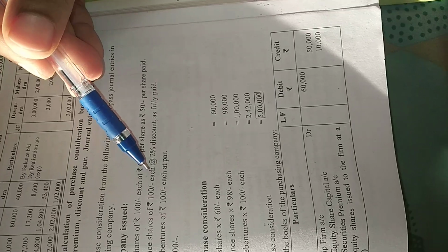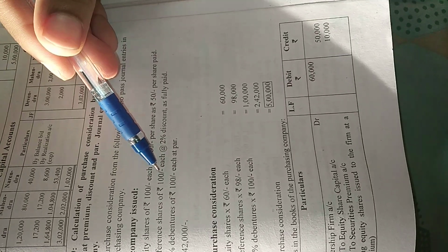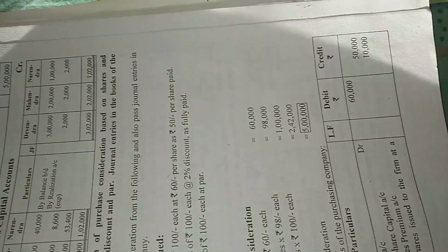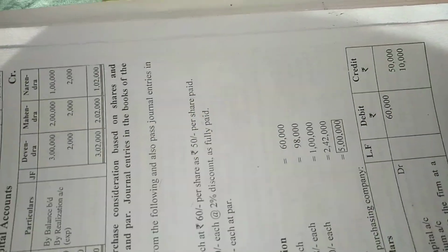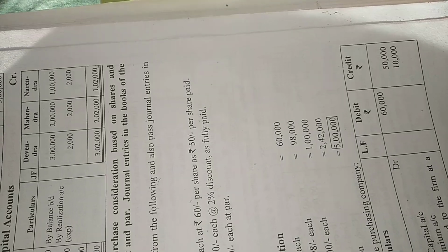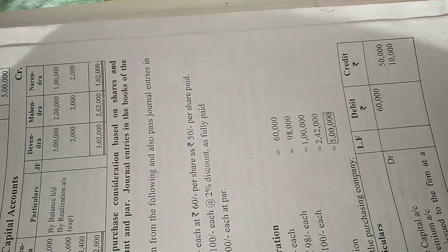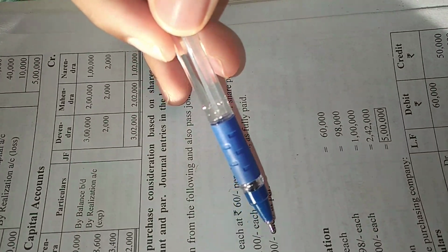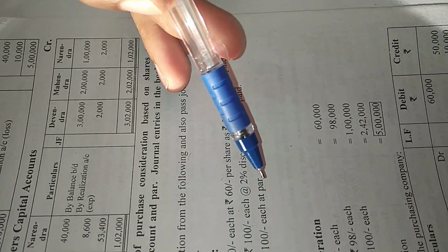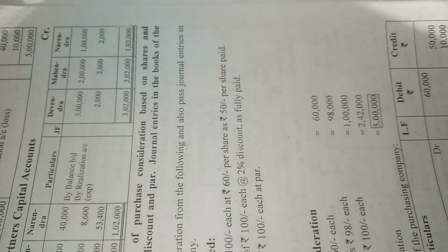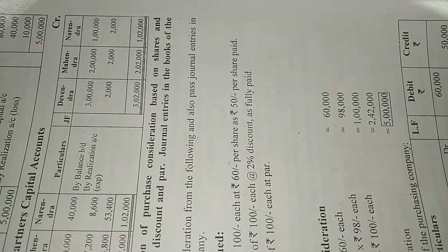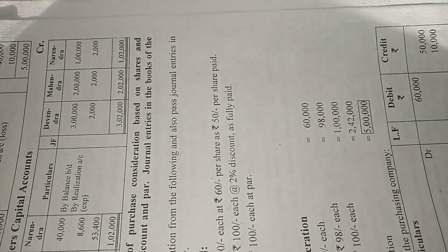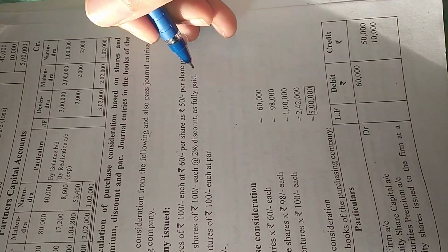In the same way here for the preference share, the actual value of each preference share is 100 rupees, but they are going to issue it at 2% discount. So 2% discount means what? 2% on what? 2% on the actual price. So 2% on 100 is 2 divided by 100 into 100, which is equal to 2 rupees. Discount means it is always a reduced value. So therefore 100 minus 2 is 98. That 98 rupees is considered as fully paid up.